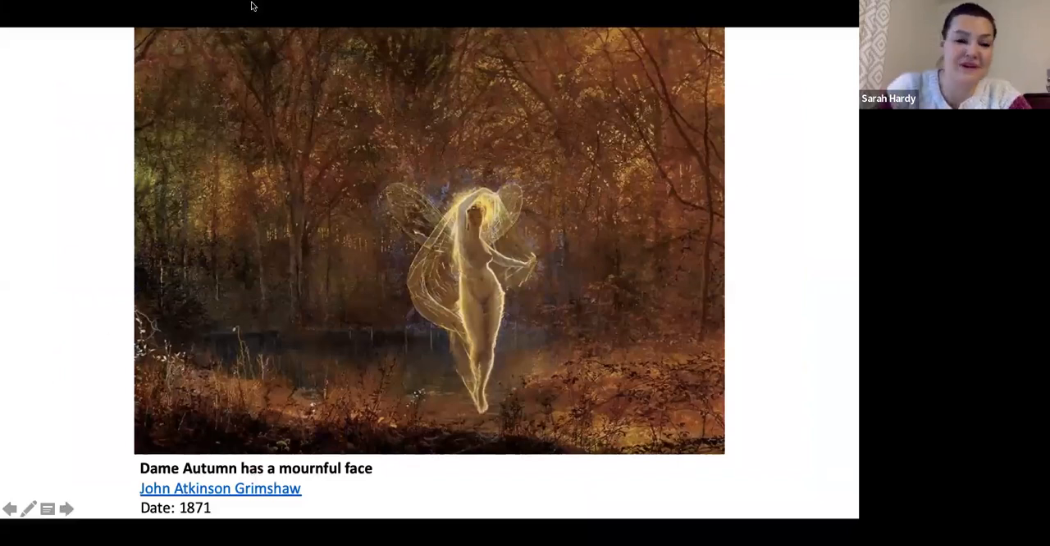Atkinson Grimshaw also used this motif of autumn in a very starkly different way to that realism. And here we have the figure of Dame Autumn having a mournful face, and I think this gives a bit of an indication that this artist was willing to be experimental. This picture was painted at the same time as the two previous images that we've seen. However, he's imagined the season as this dancing nymph, coming to us as an apparition in the middle of this beautiful bracken, woody landscape.